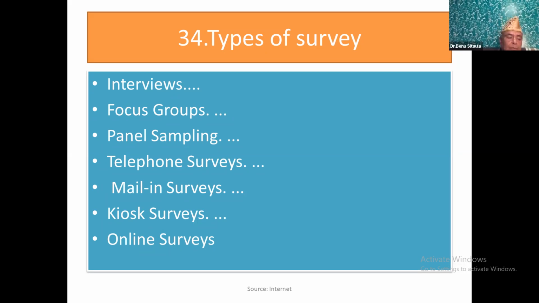These are the types and categories of the survey: interview method, focus group discussion, and panel sample surveys. Among these surveys, which one is beneficial to the researchers? He can select.